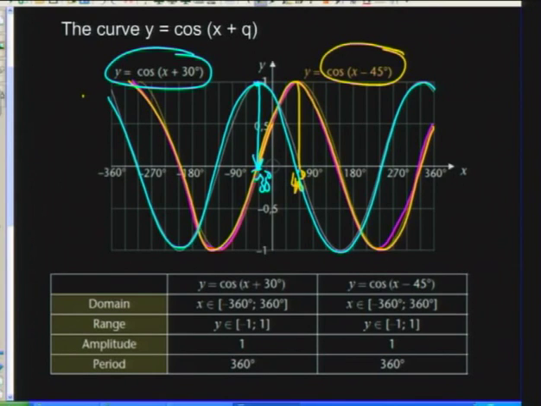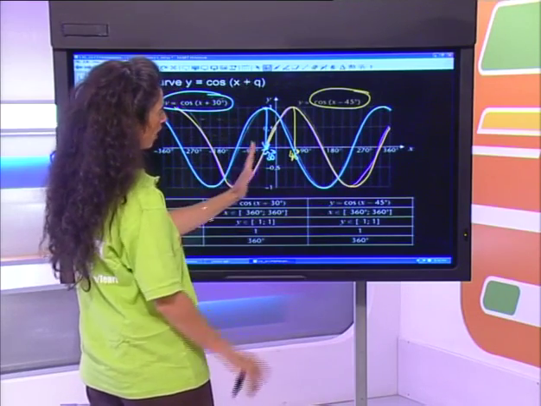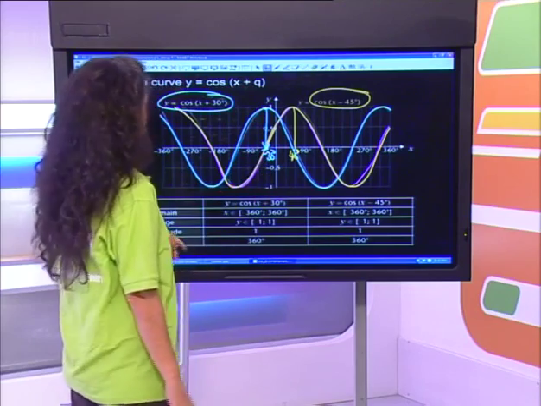So that's actually the left translation, and the yellow one translates to the right, always in the opposite direction to what that value in that bracket is. So your domain was given, but your range, it's still minus 1 to 1. It hasn't been affected. Your amplitude is still 1. And your period, nothing has happened to the period. So everything is the same as the parent graph, except it just shifts left or it shifts right from that 0 degrees that we are used to.